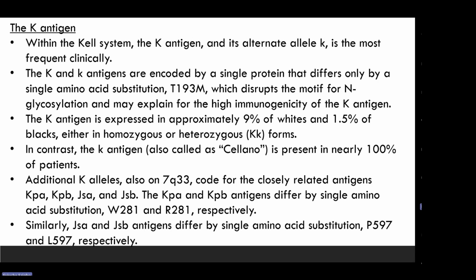Additionally, also on 7q33, are genes that code for the closely related antigens, the KPA and KPB antigens, which differ by a single amino acid substitution, W and R. Okay. Similarly, JSA and JSB antigens differ by a single amino acid substitution. This is just a description of the genes that are associated with the K antigen of the Kell system.